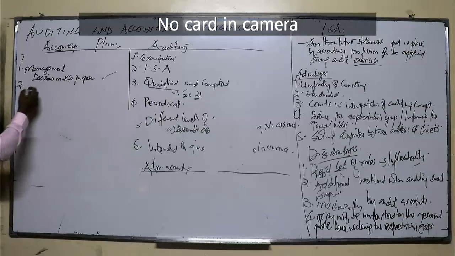Number two, we have two persons whose interests are the same, the creditors and the lenders. So their interest is the same. They want to be sure.